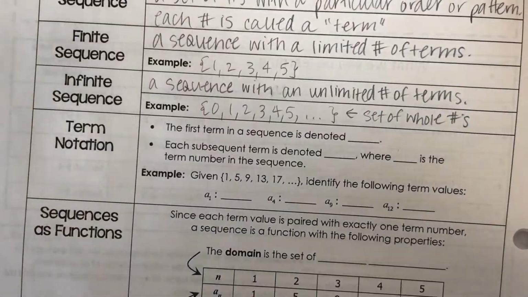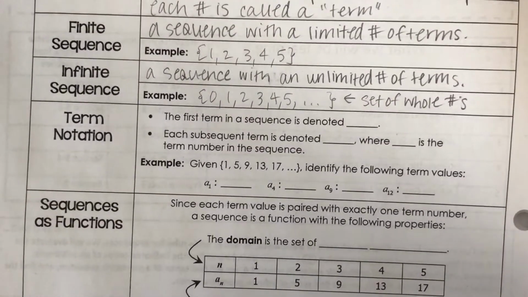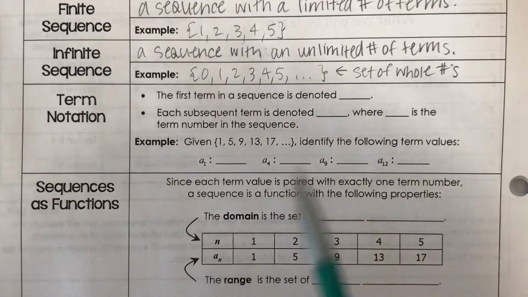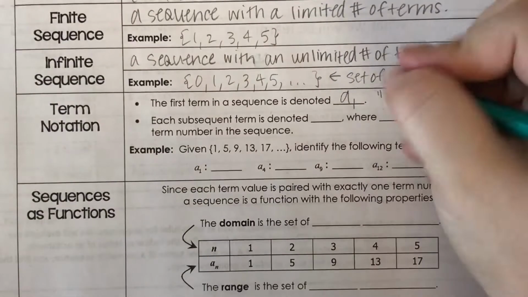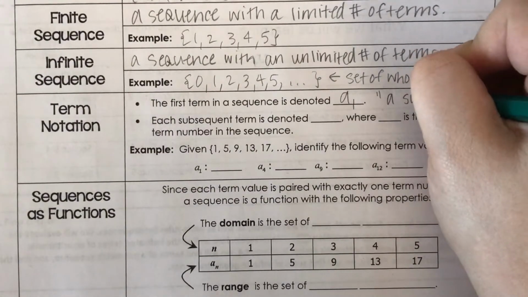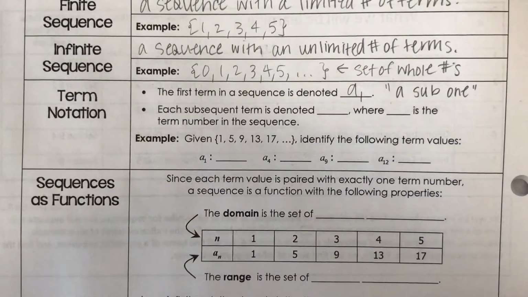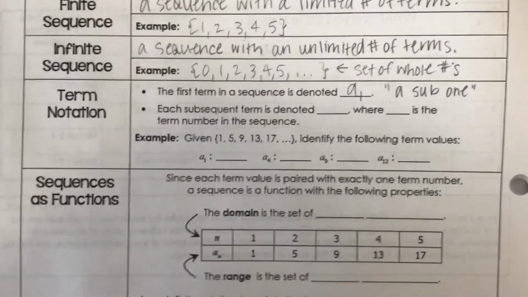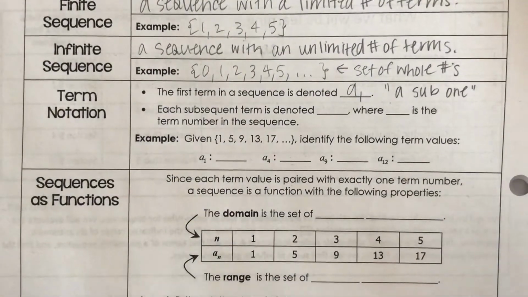All right, so those are the types of sequences there are. There's either a finite, which means there's a limited, or an infinite, which means there's an unlimited. Makes sense. So term notation. The first term in a sequence is denoted a sub 1. It's not a1, it's a sub 1. We say sub 1 because the 1 is smaller than the a. It's a little subscript, okay? So a sub 1 is the first term.